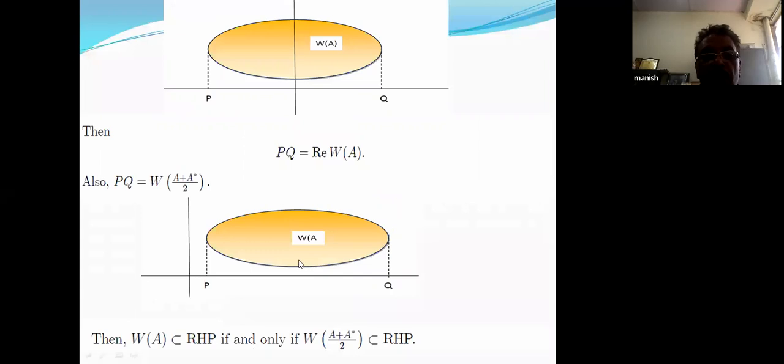Now, what we are doing is that this is the numerical range. So what is the real part? This is the distance P to Q on the real axis. And this property says that this is also equal to the numerical range of (A + A*)/2.